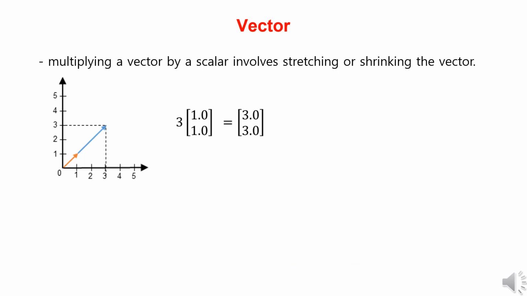In the previous slide, we mentioned that we can perform multiplication between vectors, but we can also multiply a scalar and a vector together. For example, if we have a vector 1, 1, and we multiply it by 3, we get the resulting vector 3, 3. In this case, it means that the direction of the vector, 1, 1, remains the same, but its length or magnitude increases. Similarly, when we multiply a vector by a scalar, it implies that the direction of the vector remains unchanged, while its scale or magnitude changes.